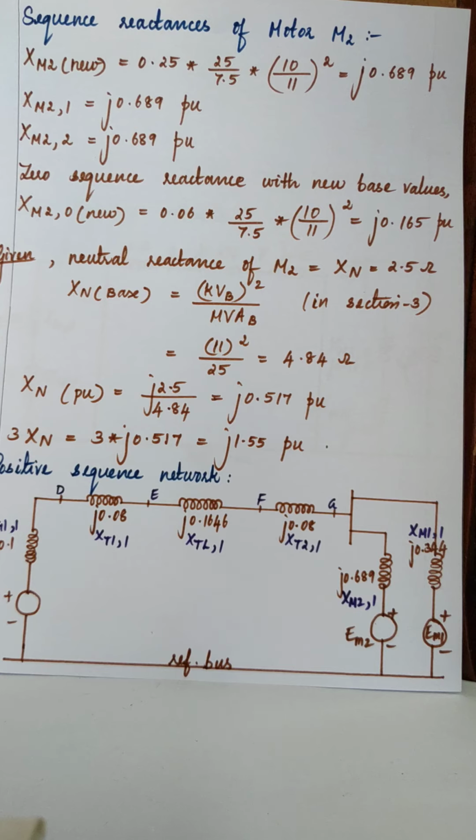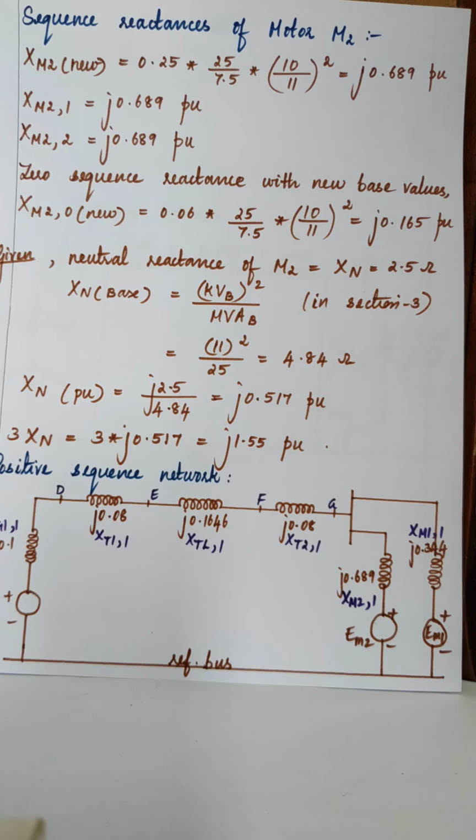Okay. And for the transmission line and for the generator and the motor, they had given the zero sequence reactances separately. So you have to calculate the zero sequence reactances of those components separately. For transformers, all three sequence reactances, positive, negative and zero, will be the same. So now with these values we have to draw the sequence networks.